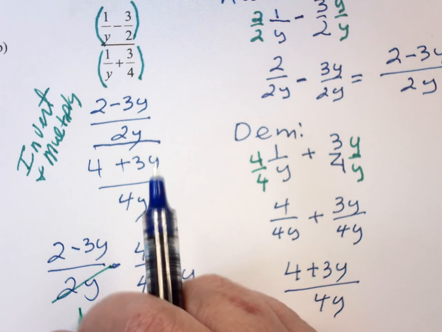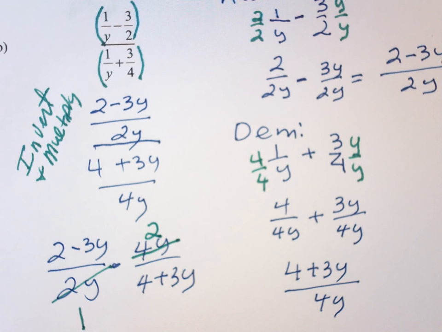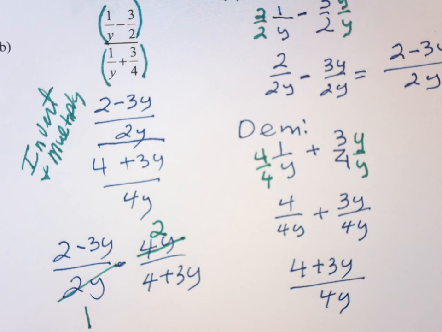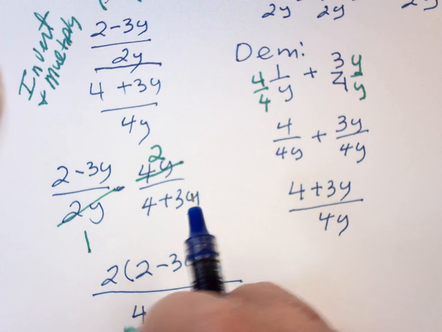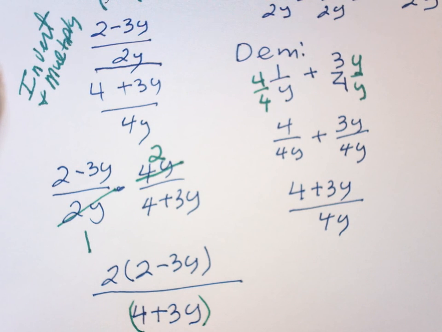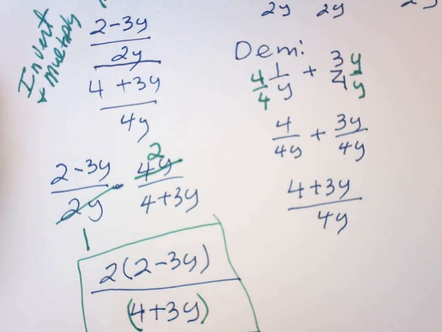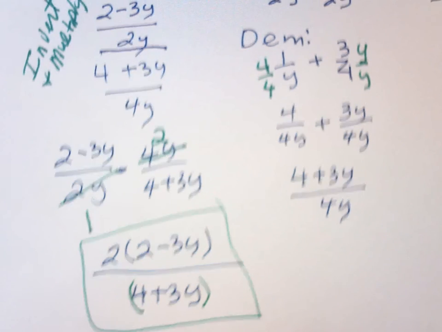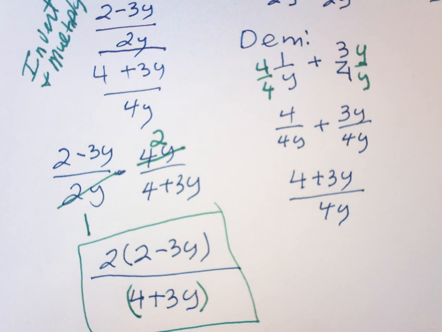2y divides 2y once, divides 4 twice, and it takes the y out. And now I multiply across, I get 2 times 2 minus 3y over 4 plus 3y. And this is, by the way, in a set of parentheses because of the addition. And that's all she wrote. You really can't do anything more with that. So with parentheses, either you can factor it out and the whole thing goes or nothing goes.